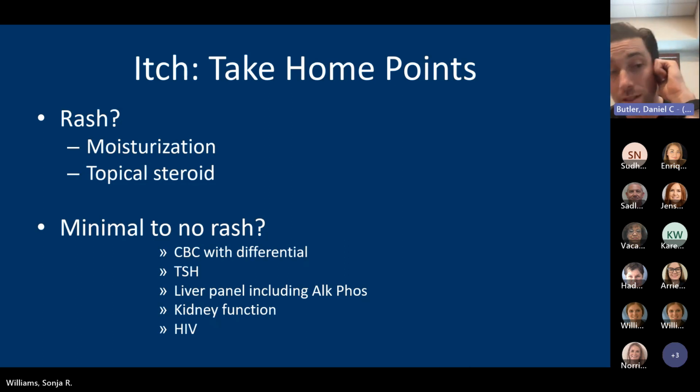And then on the other side, if there is no rash and you're thinking about a neuropathic cause or an internal cause, here is a really good lab workup to consider to rule out all the really nefarious things. A CBC with differential is going to help you rule out a lymphoma. A TSH is going to help you rule out thyroid disease. A liver panel can be really helpful, including ALK-FOS, which is usually what you'll find with active biliary disease that's causing pruritus. Kidney function, of course, and then HIV. Those would be a really good starting point. So that's really just a CBC, a CMP, a TSH, and an HIV test. And if all of those are negative, then you can really start focusing on a primary neuropathic itch course, which is often treated like pain. So I hope this gives you a bit of a foundation to jump off for those patients that can be really challenging. All right, next slide.